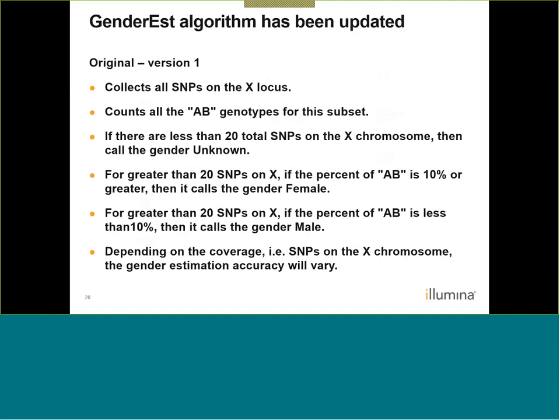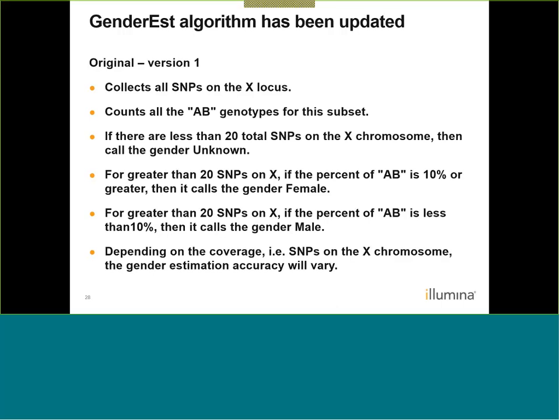For greater than 20 SNPs on the X, if the percent is less than 10%, then it calls the gender male. Depending on the coverage of SNPs on the X chromosome, the gender estimation accuracy will vary. What I mean by this is that there are some arrays which contain only rare variants. So even for the X chromosome on a female, where you would hope to see some heterozygous calls, if all of the markers are rare variants, then you're going to get a low heterozygosity regardless of the gender. And so this algorithm would not work.